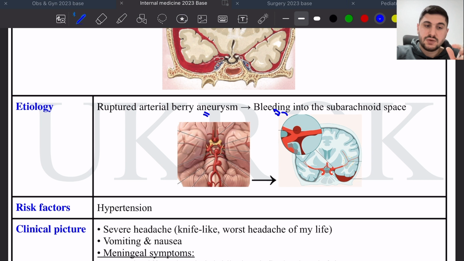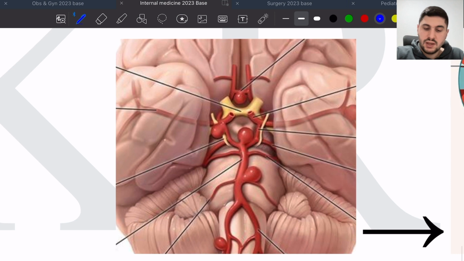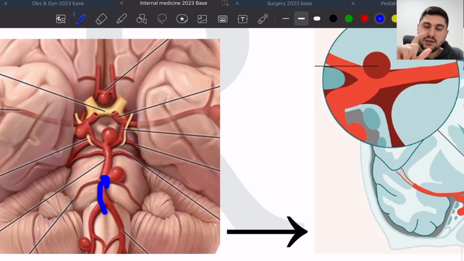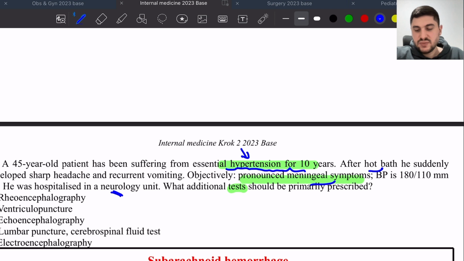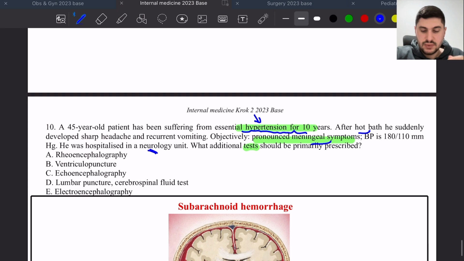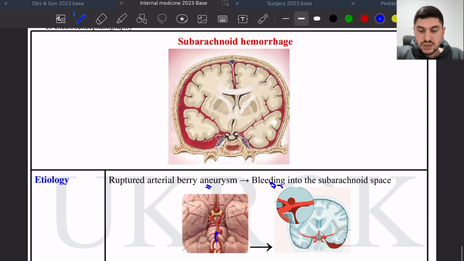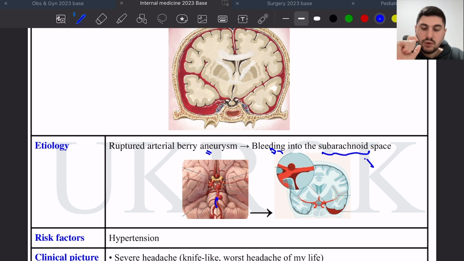Risk factors are hypertension. For example, the patient will have increased blood pressure, like as a disease for 10 years. And because of this blood pressure, at one time, this high pressure will cause a rupture of this weak spot called aneurysm, leading to bleeding into the subarachnoid space, right? Especially here after hot bath. They tell you after hot bath, the blood vessels can dilate, right? And this dilation can also further rupture the aneurysm. Anyway, it's not important. But meningeal symptoms, back to the point about subarachnoid space.